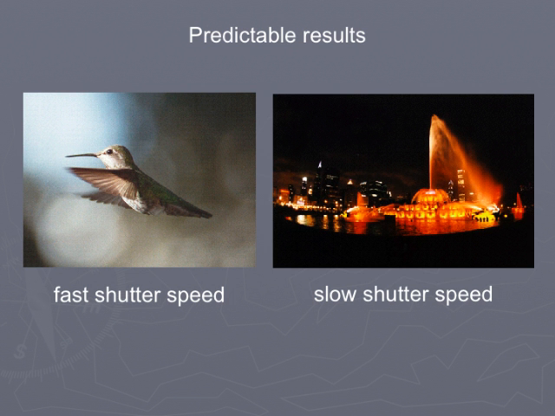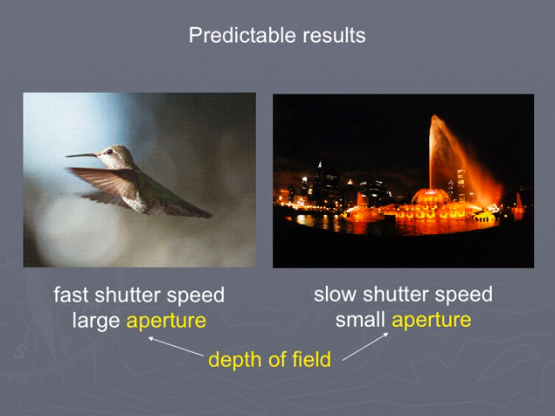Okay, so for example here, with the hummingbird, we can see that the wings are almost stopped with the fast shutter speed, whereas with the night photograph, we need to use a slow shutter speed, and you really see how the water fountain there is flowing in the picture too. So we're using those two things here.